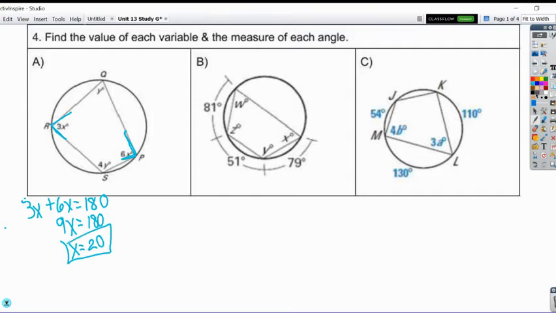Then another set of opposite angles, so angle Q and angle S are also opposites. They would also need to be supplementary. So 4y plus y equals 180. Combine like terms, 5y is 180. And when you divide both sides by our coefficient 5, we find out that y is equal to 36.